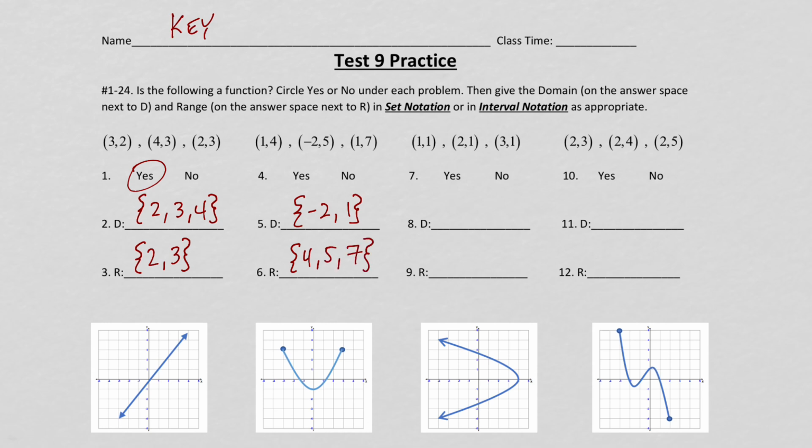Now, if you look at this domain value is paired with a 4, the same domain value is paired with a different range value. So this is not a function.